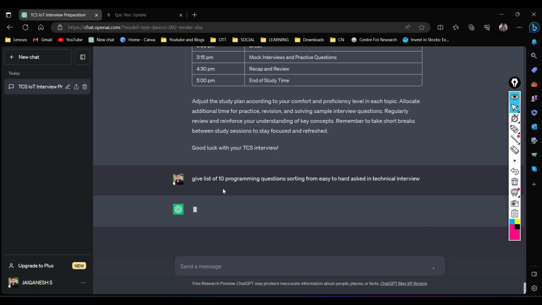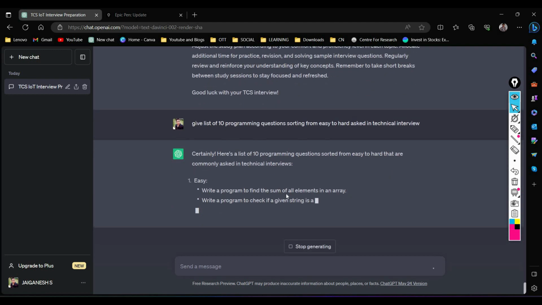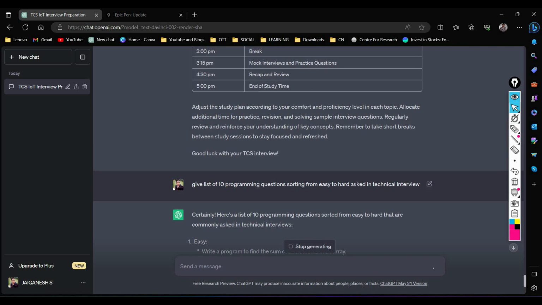So I'm asking my ChatGPT to give me a list of 10 programming questions, sorting them from easy to hard. I have quantified how many questions I wanted, and then I am asking ChatGPT to sort them from easy to hard so that it will be easy for me to begin with.